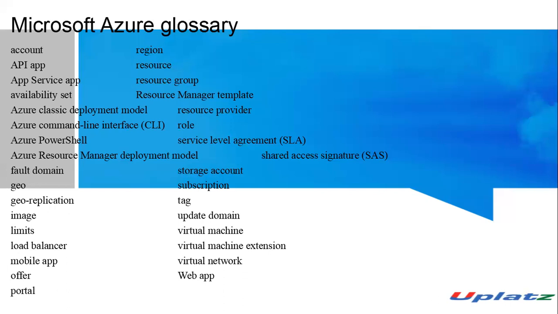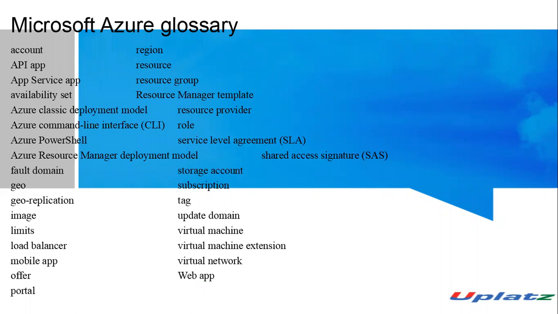Then we have service level agreement. It's the agreement that describes Microsoft's commitments for uptime and connectivity. Each Azure service has a specific SLA.